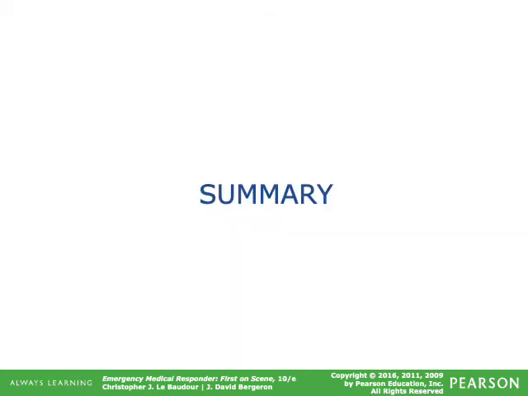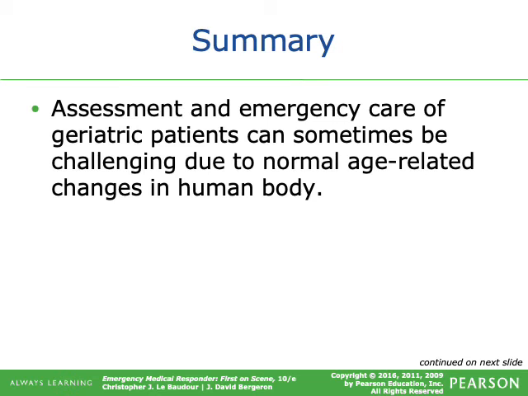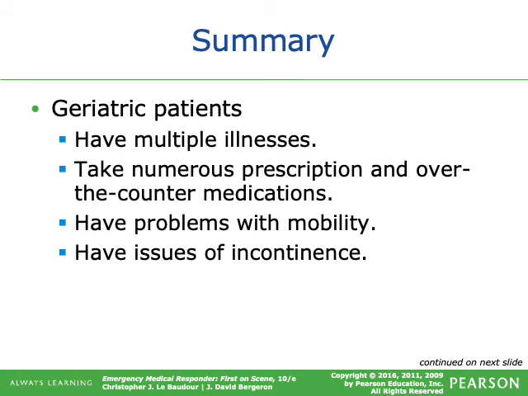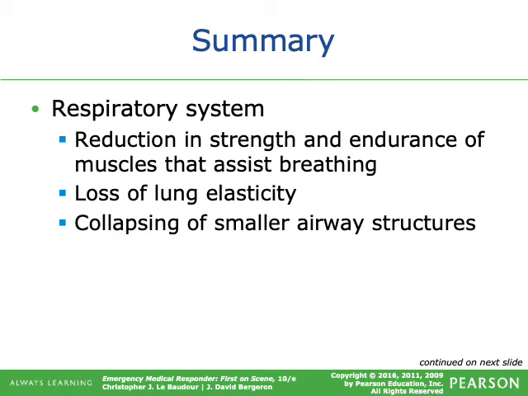All right, summary. Assessment and emergency care of geriatric patients can sometimes be challenging due to normal age-related changes in the human body. Geriatric patients have multiple illnesses. They can be taking numerous prescription and over-the-counter medications. They can have problems with mobility, have issues with incontinence. All right, respiratory system. They have a reduction in strength and endurance of the muscles that assist in breathing, loss of lung elasticity, collapsing of smaller airway structures.